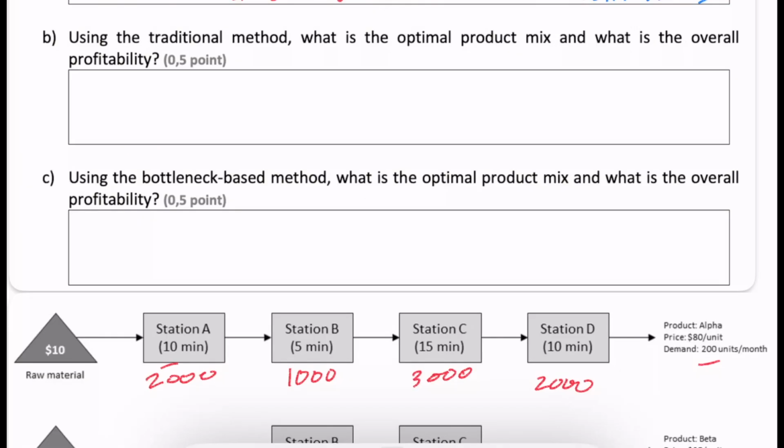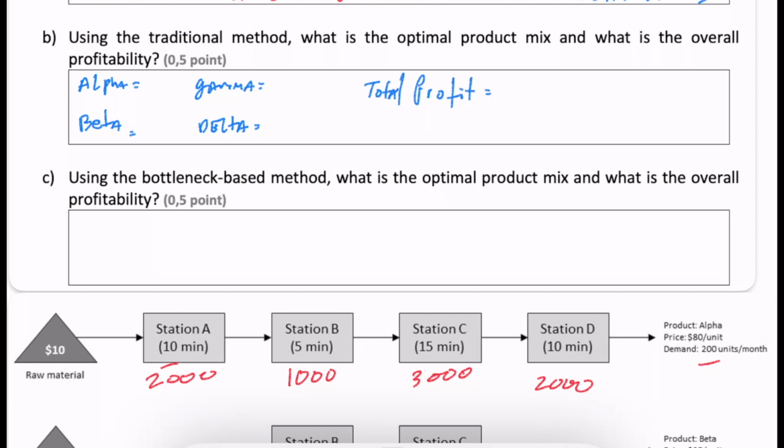The second question asks for the optimal mix of products that we can have and the overall profit we can have using this mix of products. Using the traditional method, and then later we're going to use the bottleneck method. Since we have 2 bottlenecks, it's going to be a little different, but the logic behind it is the same. So what we need to find out is how many alpha, beta, gamma, and delta units of each one of those, and the profit.